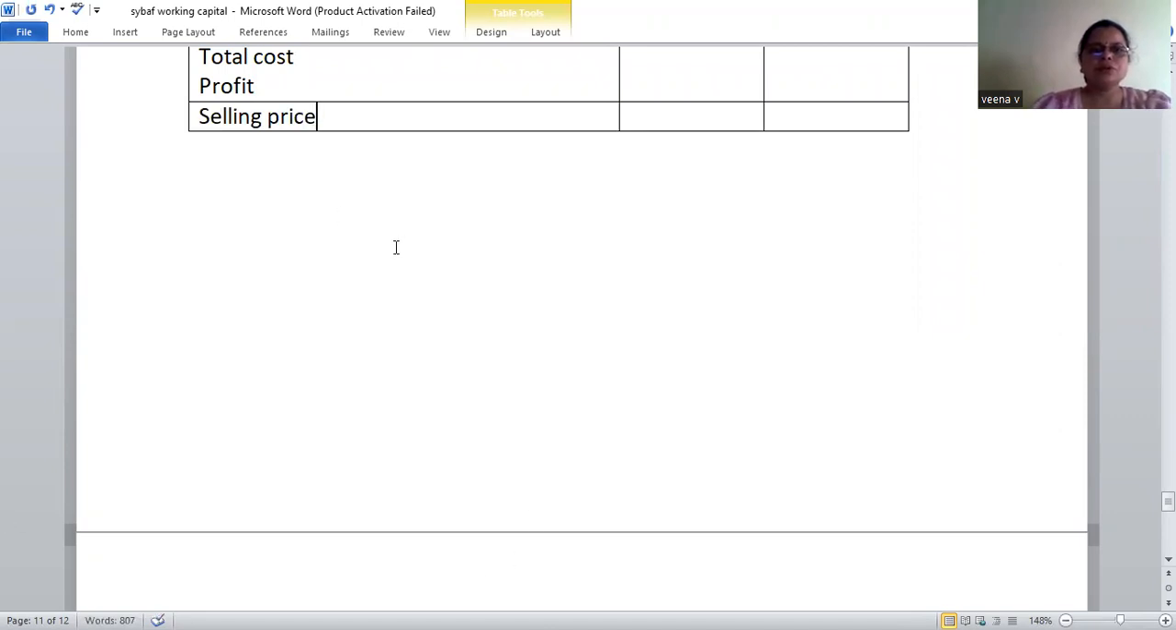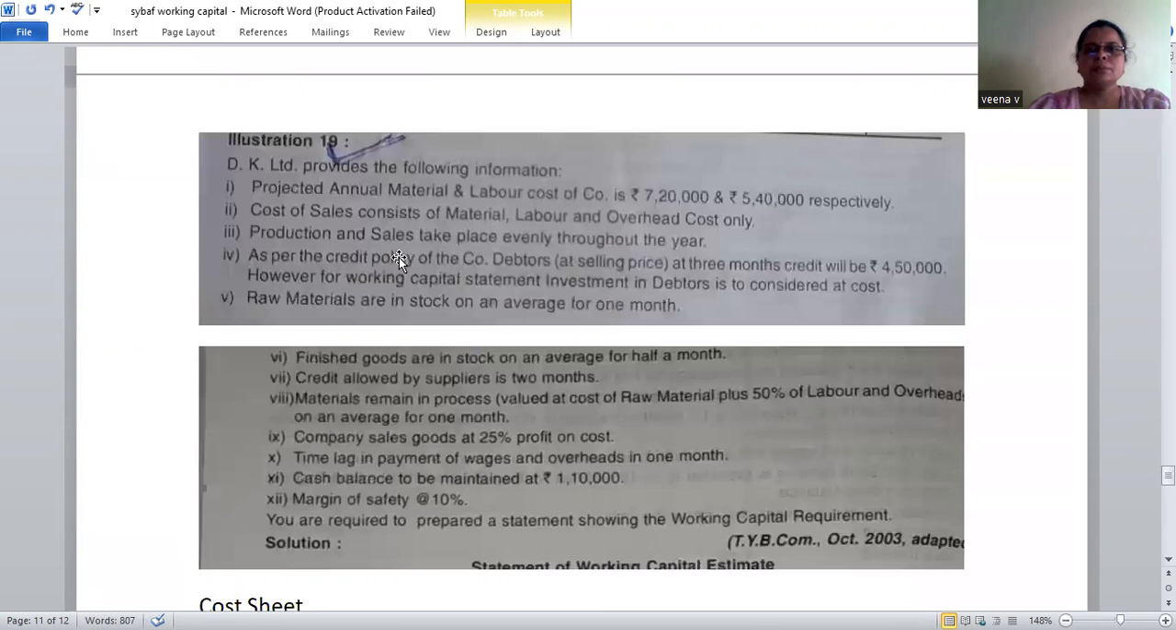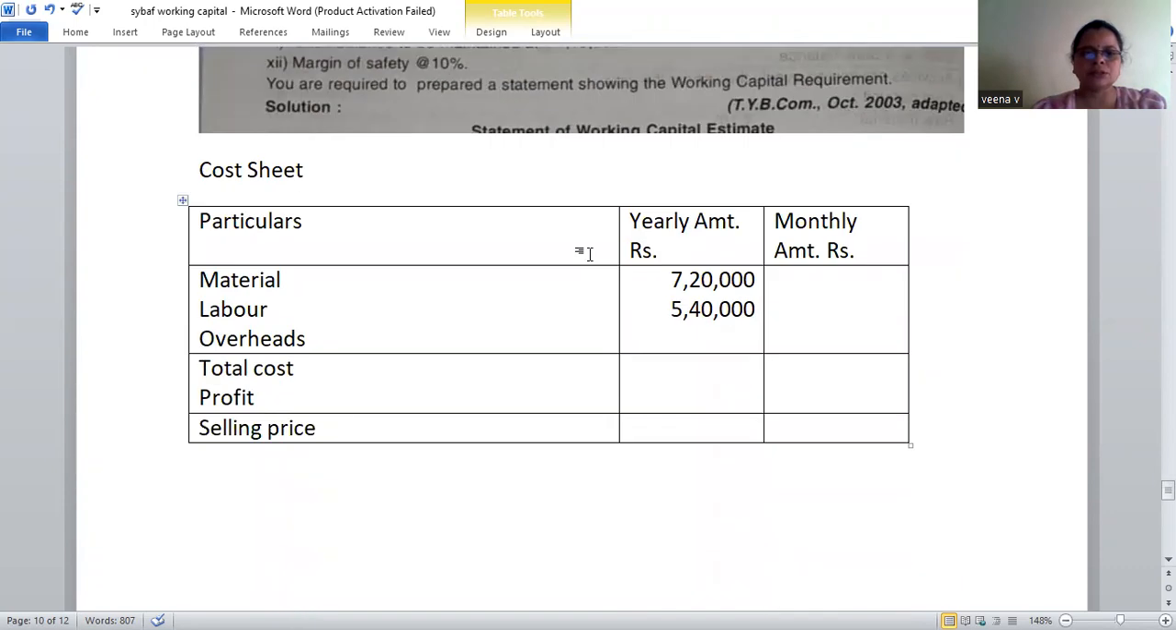Here the units produced or selling price are not given, but one piece of information is given. As per the credit policy of the company, debtors at selling price at 3 months credit will be 4,50,000. However, for working capital statement, investment in debtors is to be considered at cost. So for working capital, we have to take the debtors at cost. But if the debtors are taken at selling price, the debtors for 3 months are 4,50,000.